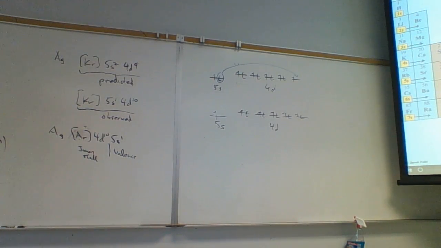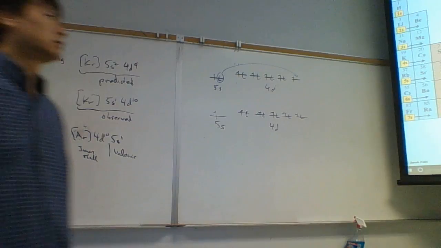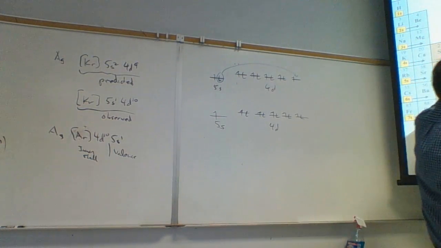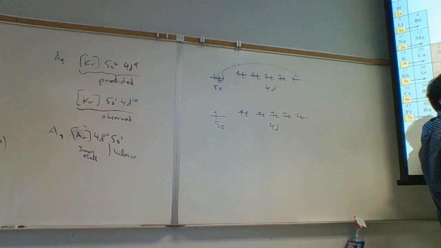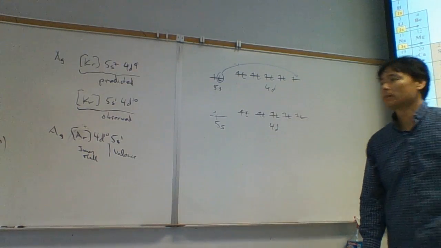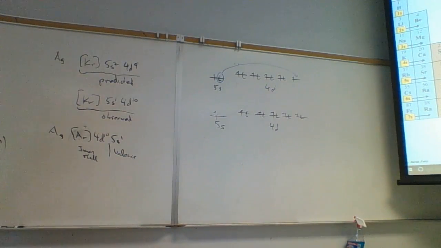Now, there are some more exceptions here. Chromium, molybdenum, tungsten, these guys have electron configurations that aren't as predicted. Let's just take a look at chromium. What do we predict for the electron configuration of chromium? Well, I predict argon, 4s2, 3d4. This is what's predicted for chromium. Can you tell me what's observed for chromium?